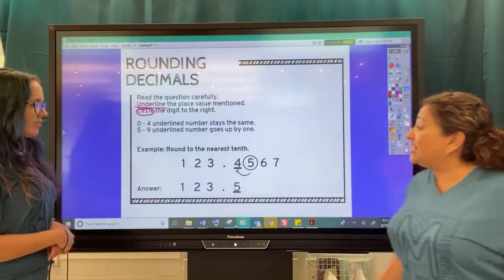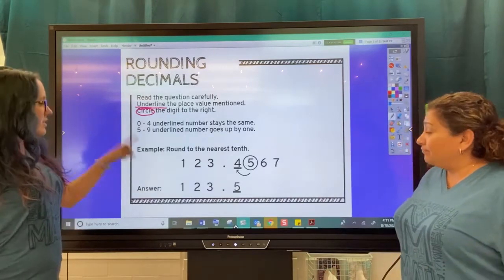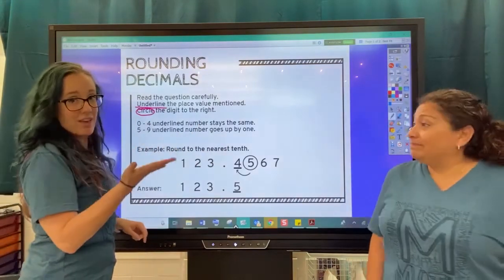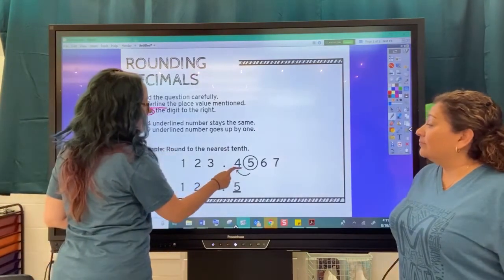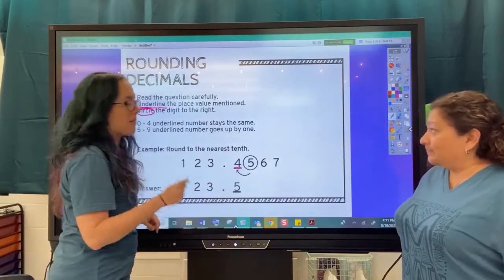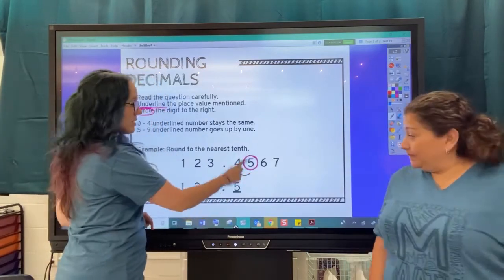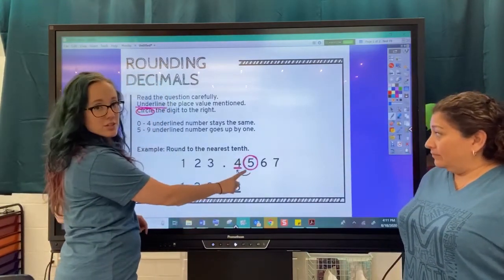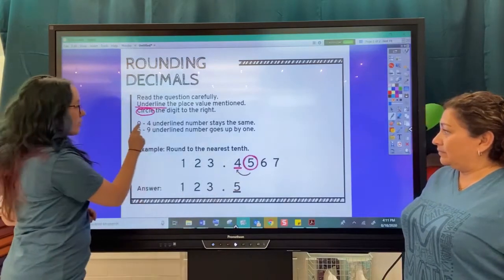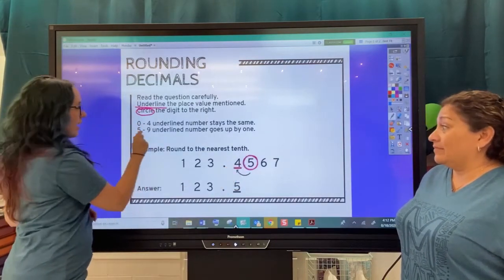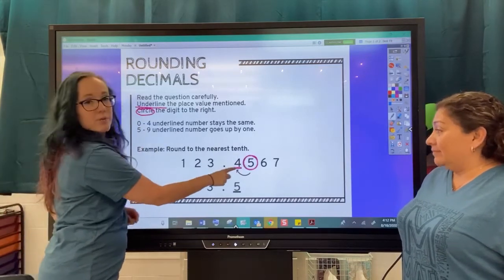So could you show us an example? So this one says round to the nearest 10th. Since it says 10th, we underline the number in the 10th place, but we circle the number to its right. And this one is the one that makes the decisions. Absolutely. So if it's 0 to 4, then we're going to leave this one the same. But if this is 5 to 9, then we got to round it up.